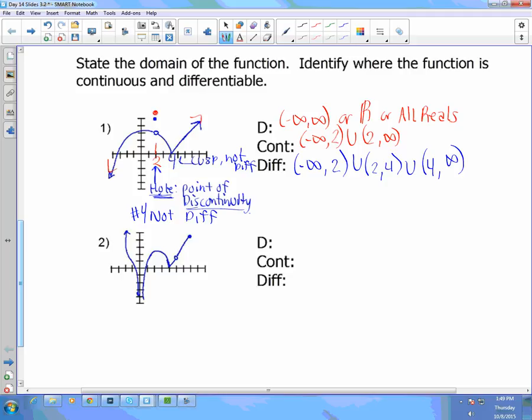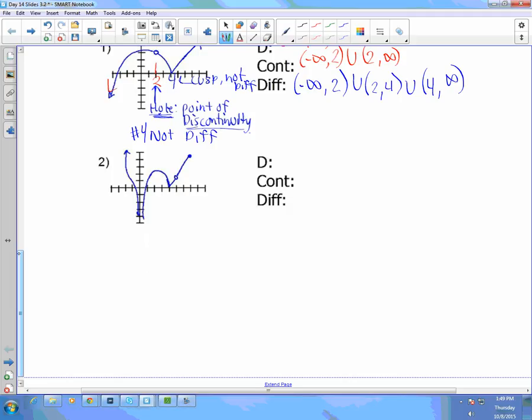Okay. Well, let's try number 2. Write the domain, and write the intervals in which we're continuous and differentiable. So continuous has to meet those three criteria listed in number 2. Differentiable has to meet the four criteria listed in number 3.